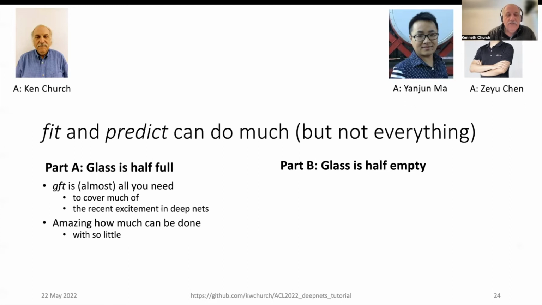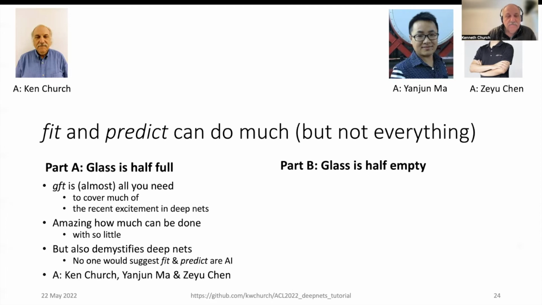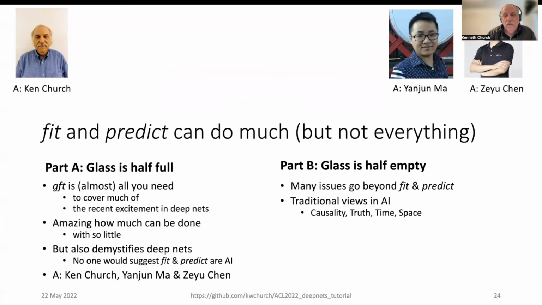It's amazing how much can be done with so little, no real programming. This demystifies deep nets. Nobody would suggest that regression-like methods are artificial intelligence. And that's the three of us here. Now, the other three are going to look at using traditional views in AI.